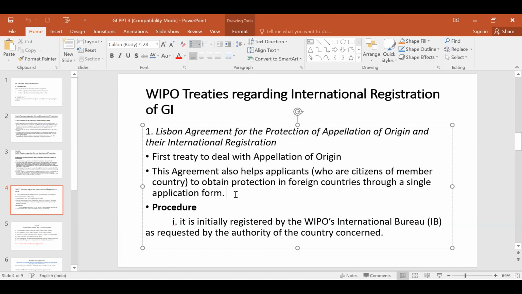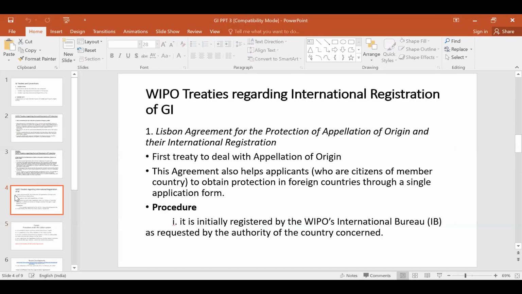Now, what is the procedure given under this Lisbon Agreement? The procedure for international registration is that first, the GI will be registered in the home country. For example, it's an Indian GI. The first registration will be done by the GI registry in India. Then an application has to be forwarded. Suppose I have got a GI registered with the GI registry in India. Then I give an application to the GI registry and request them to forward it to WIPO's International Bureau because I want multiple registration of my GI in different countries. So from the GI registry in India, the application will be forwarded to WIPO's International Bureau.